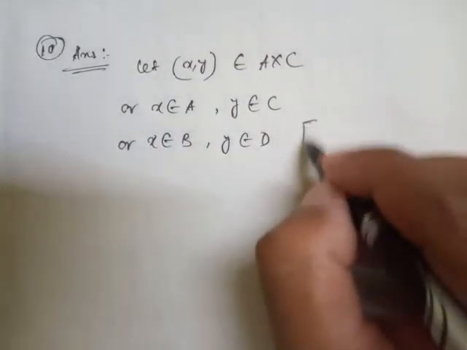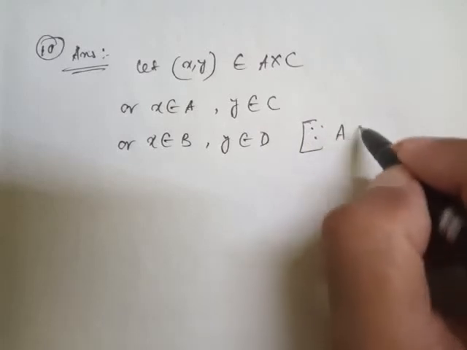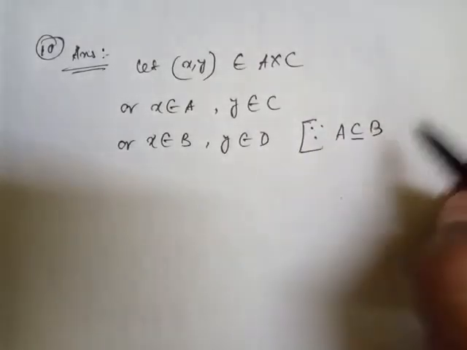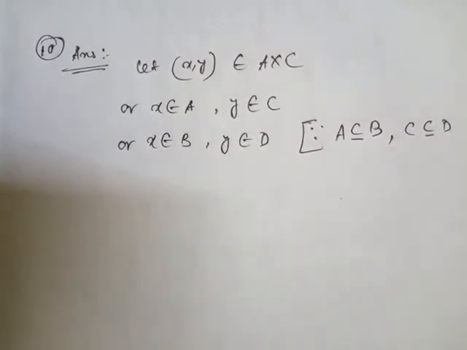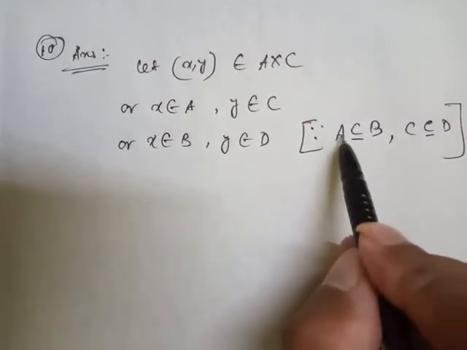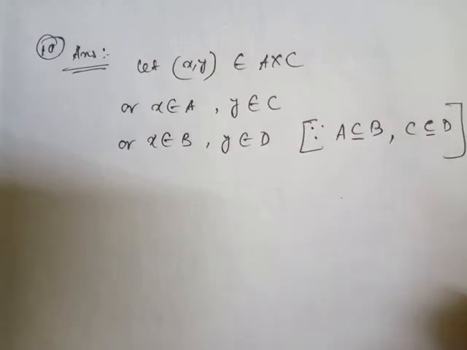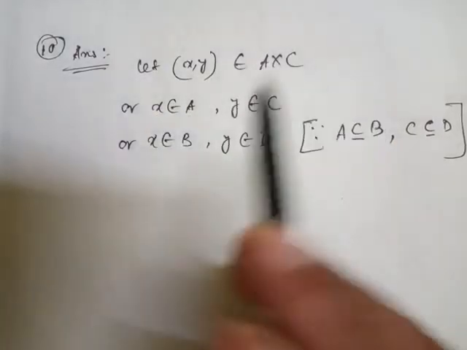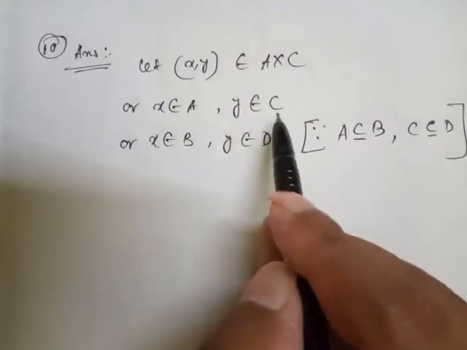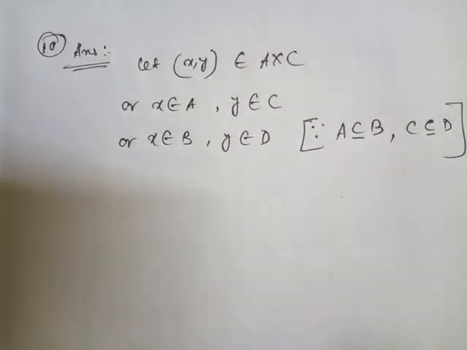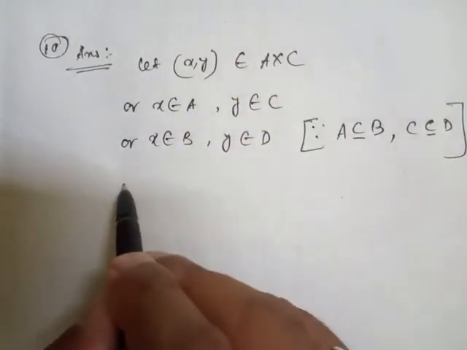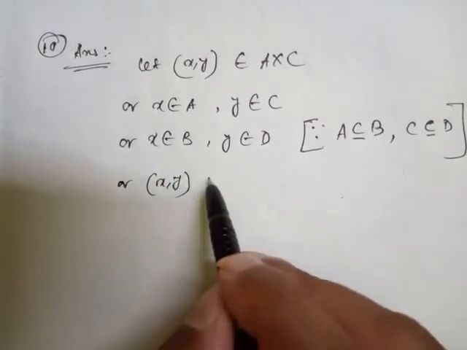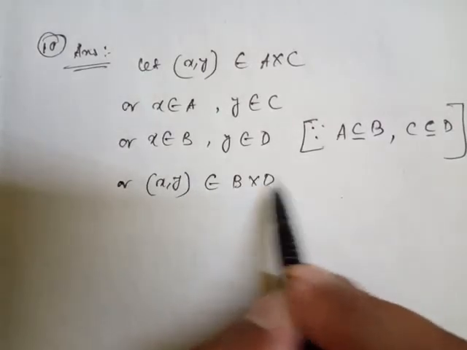Because maybe you remember that in the question it is given that A is a subset of B, which means B is a superset of A, and C is a subset of D, which means D is a superset of C. This indicates that all the elements of A belong to B and all the elements of C belong to D. So if x belongs to A, clearly x belongs to B, and if y belongs to C, clearly y belongs to D also. So if (x, y) belongs to A × C, then (x, y) belongs to B × D.